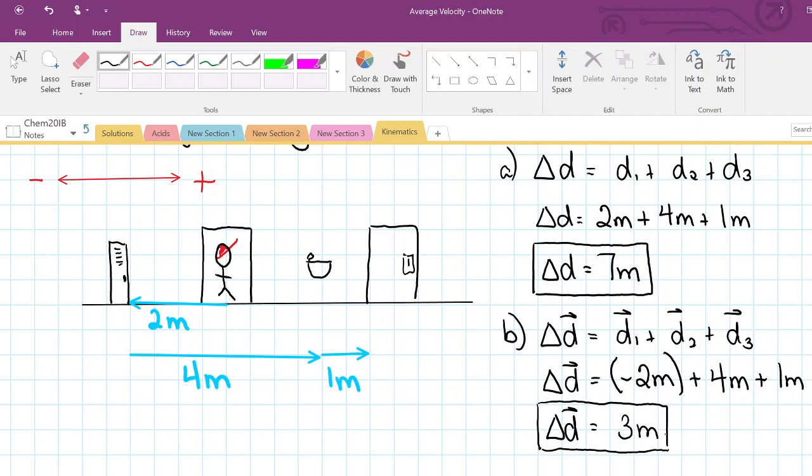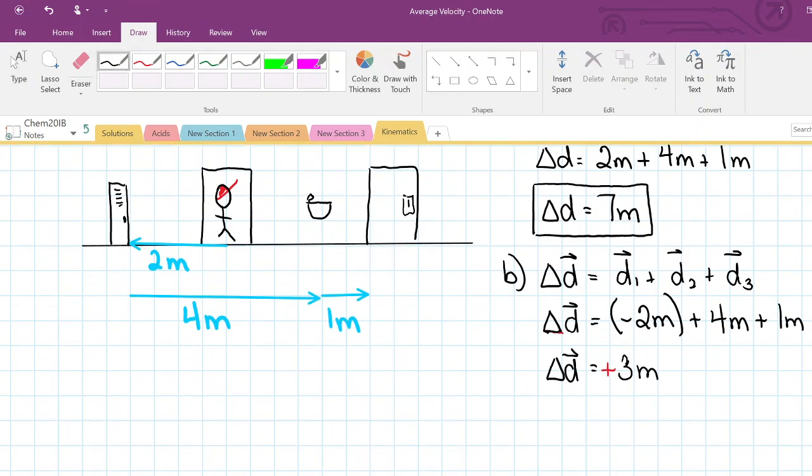So you can see that his displacement is different than his total distance. Okay, so that's the first part. This is your scalar quantity. This is your vector quantity. And I forgot to put one thing here. Let me take out this because I'm not quite done here. The fact that this is a positive number is important, right? The fact that we ended up with a positive 3 meters is important to our final answer.